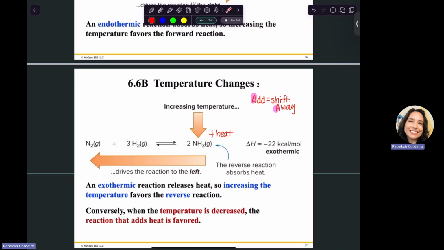And then alternatively, if we were to remove heat from an exothermic reaction, it would shift right. So remove, replenish. Just think of heat, figure out where it is. Is it a reactant, endothermic? Is it a product, exothermic?